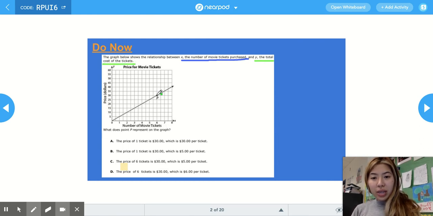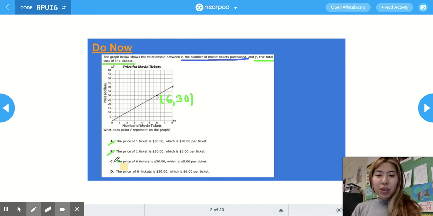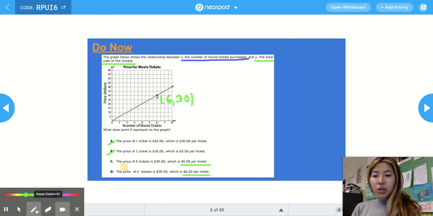So we have point P right here. And as you can see, point P represents 6 tickets for $30. So the price of one ticket is not $30, so we can cross out A and B. And so C and D both have the price of 6 tickets is $30. The only difference is that C is saying that it's $5 per ticket, and D is saying that it's $6 per ticket. So there's 2 ways that you can do this.